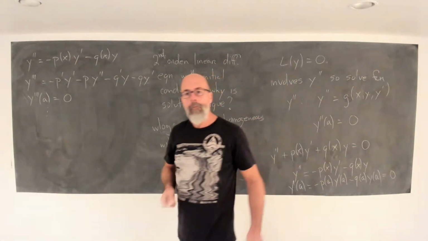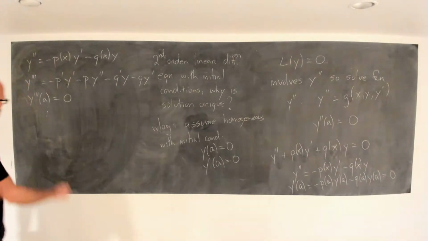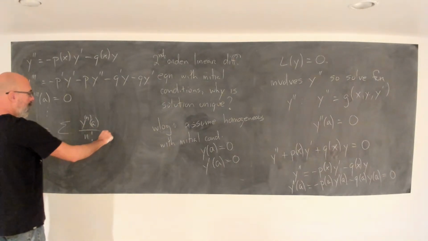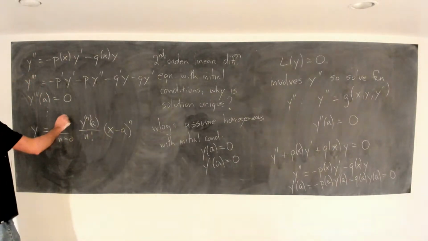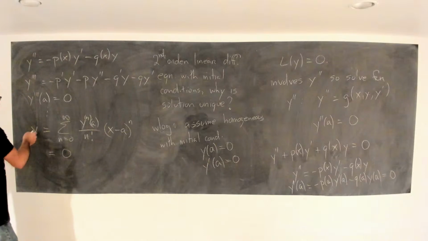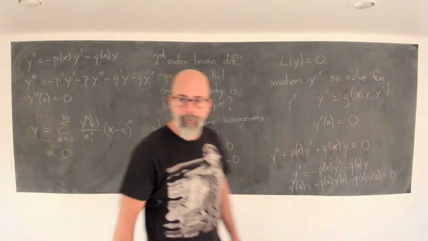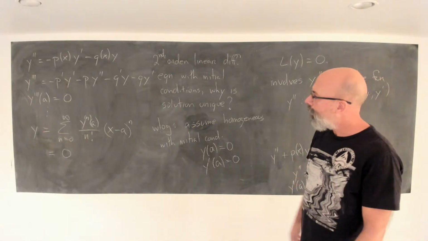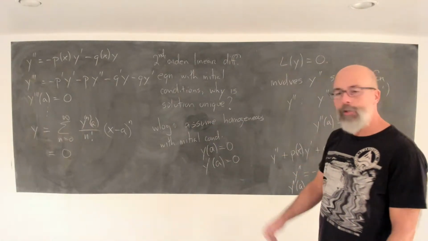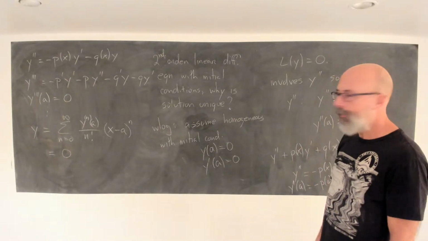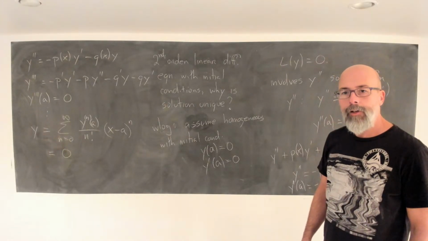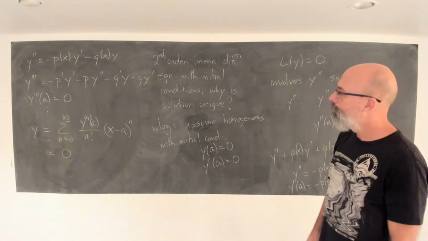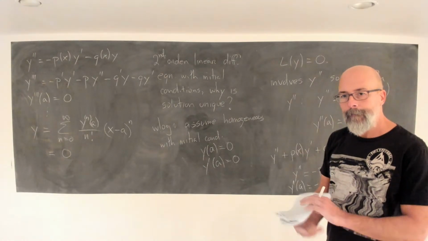What does that mean? By the Taylor series, y is the sum of the nth derivative at A over n factorial, times x minus a to the n. All of these things are 0. So y is equal to 0, unique solution. I think a Taylor series argument will work here. If you do a Taylor series argument, I think you're fine. All right, anyways.